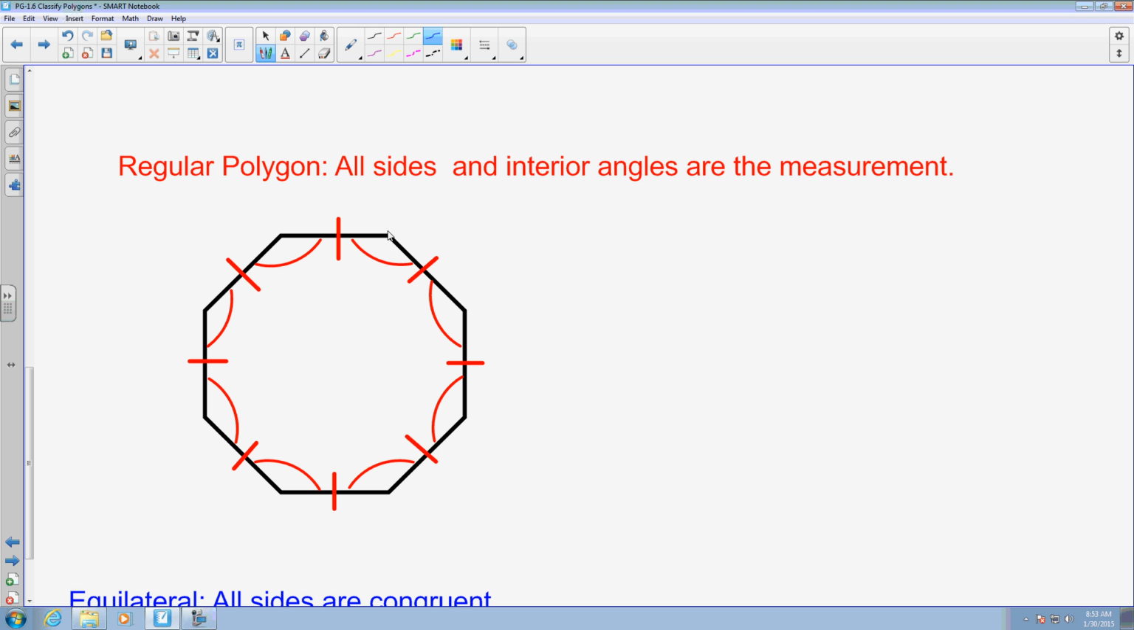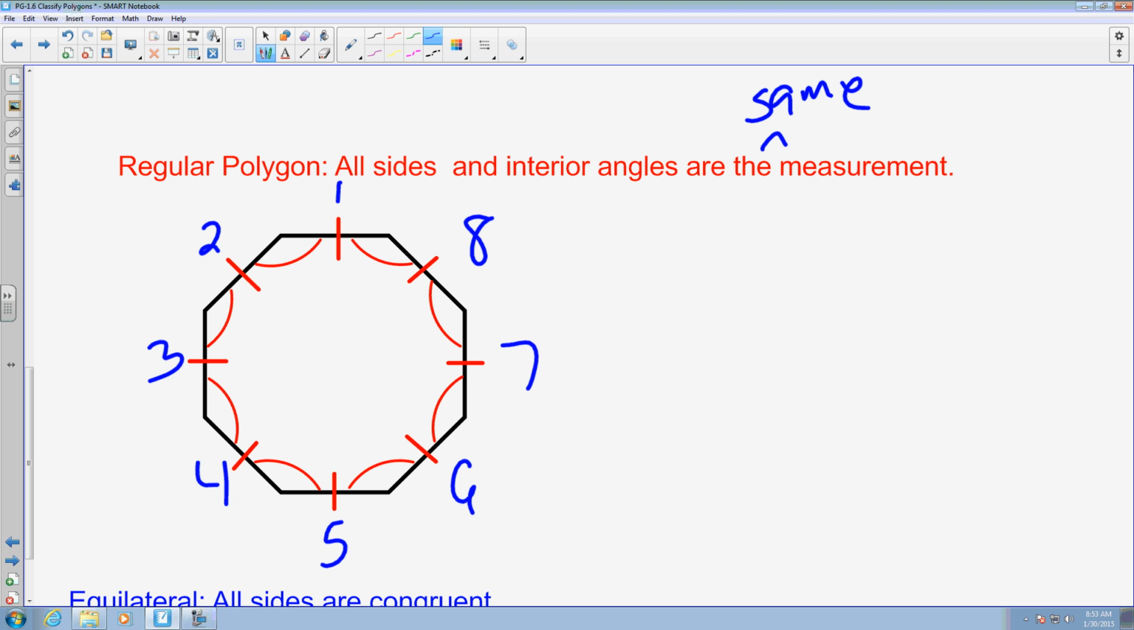Another way we can classify polygons is as regular polygons. Regular polygons have 2 distinct characteristics. The first thing is that all the sides are the same, and all the angles are the same. So it has to meet both of those criteria to be a regular polygon. In this case here, how many sides is this? 1, 2, 3, 4, 5, 6, 7, 8. So this would be an example of a regular octagon.